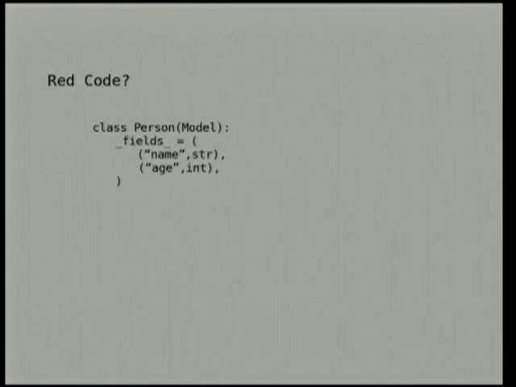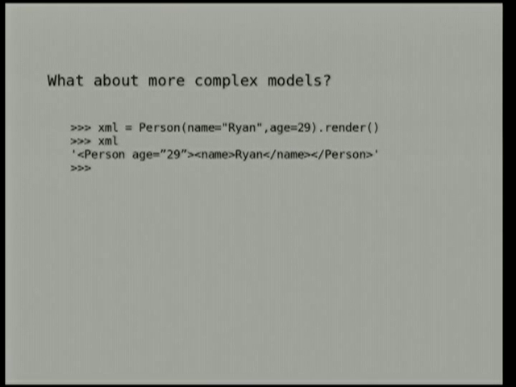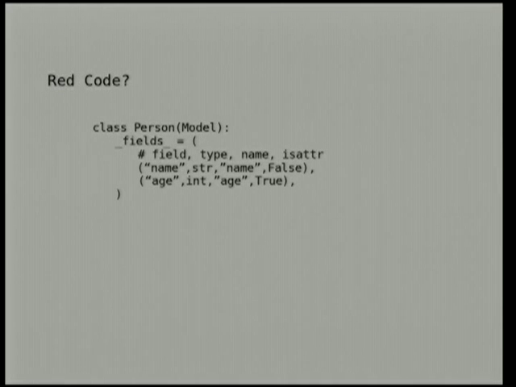Okay, so we can get down to this with a little bit of magic, and that's looking better already. All right, there's a lot less noise, there's a lot less redundancy going on. What happens if I want to do something slightly more complex like this, right? I want to say, well, actually, age is an attribute of the person tag, it's not a subtag. Then I need to have additional information about my fields. All right, so we'll add another item to that tuple to say if it's a tag or an attribute.